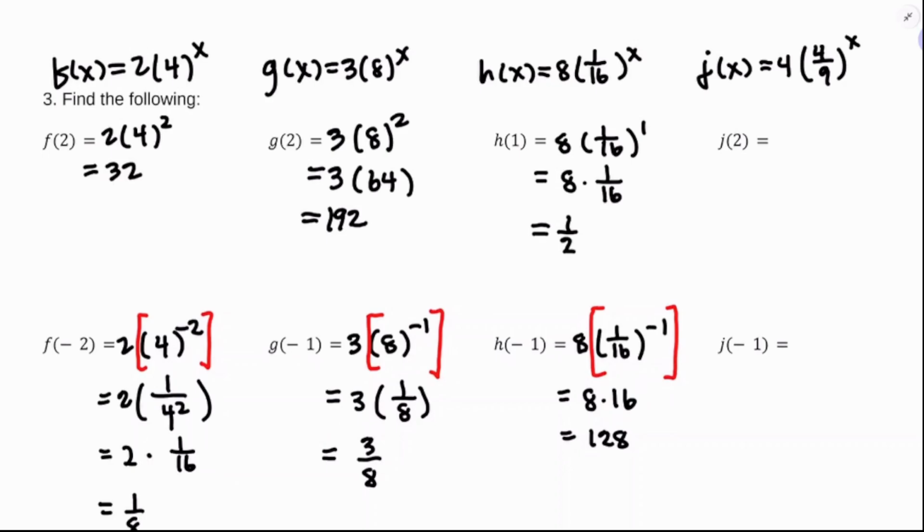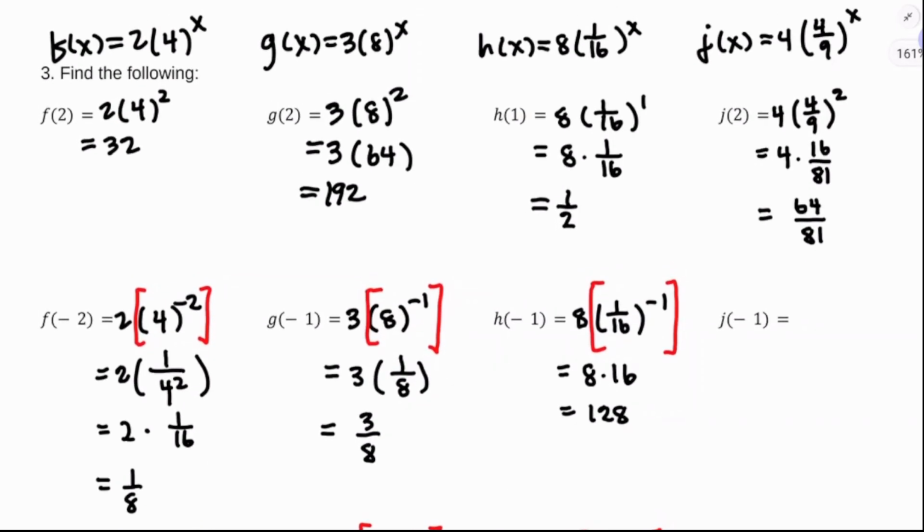All right, and then the last few of them is j of x equals 4 times 4/9 to the x power. So j of 2 is going to be 4 times 4/9 squared. If I square 4/9, I'm going to be squaring the 4 and the 9 because I'm going to multiply 4 over 9 times 4 over 9. So that's 4 times 16 over 81. Okay, that's not going to be able to simplify, so I'm going to multiply 4 times 16. That's 64 divided by 81, and that's all I can do with that.